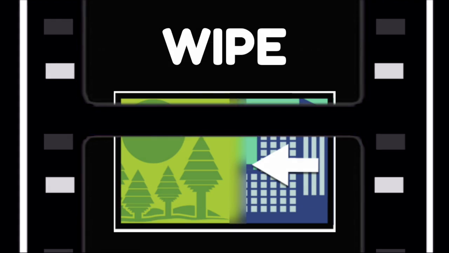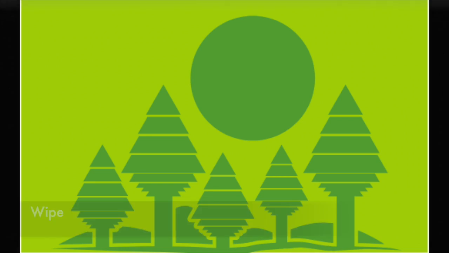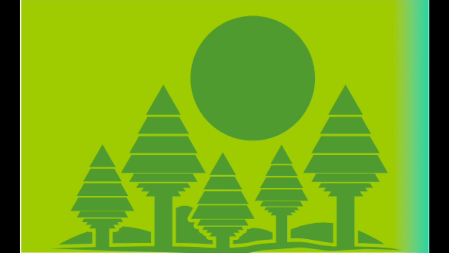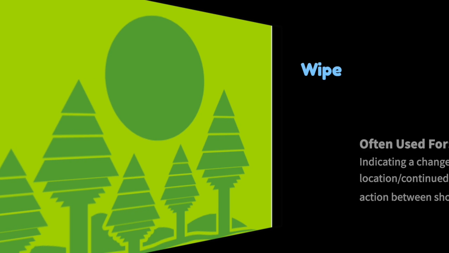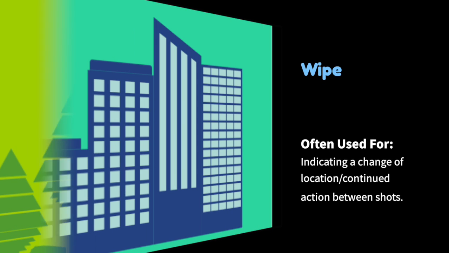With a wipe transition, one shot replaces another, typically by traveling from one side of the frame to the other. Wipes are typically used to show a change in location or continued action between shots.